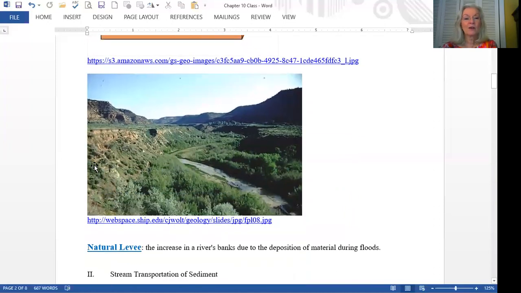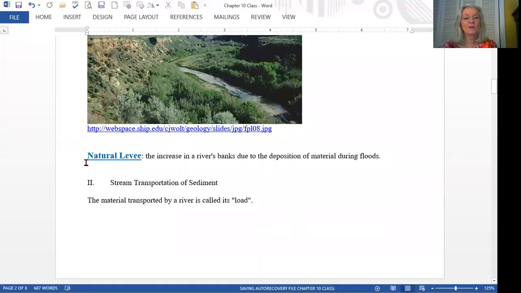Here is a photograph. So in this photograph, the river is right here. The river is right there. And this area is a stream terrace. It's the former floodplain. And we've already said that the natural levee is the increase in the river's banks due to the deposition of material during floods. So it's just the banks of the river, the natural levee.